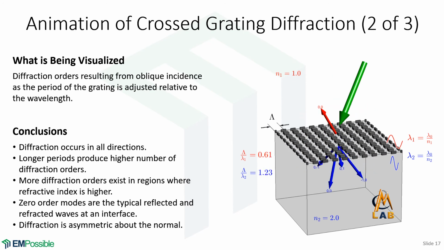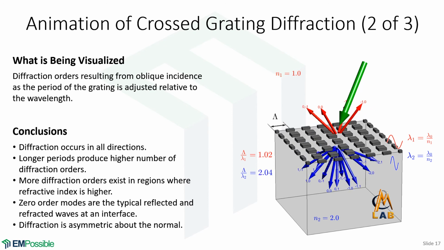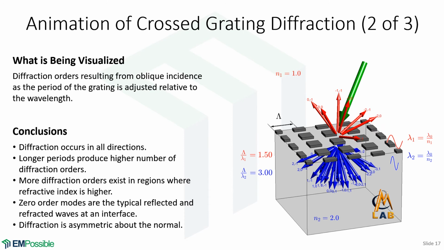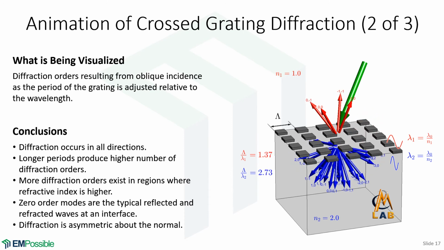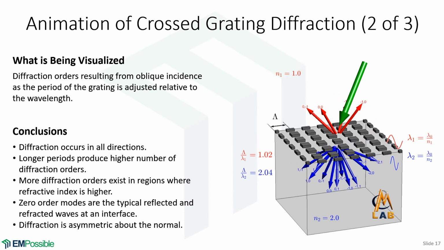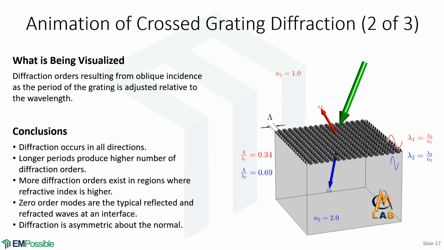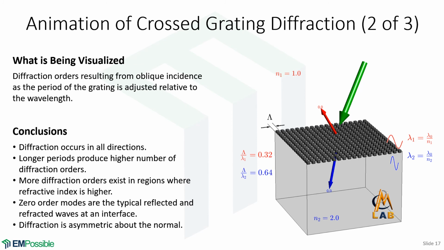This is the same visualization as on the previous slide, except now we have an angle. All the same conclusions are still there, except we've destroyed the symmetry of the diffraction orders. They're no longer symmetric about the normal. They're not even symmetric about the applied wave.